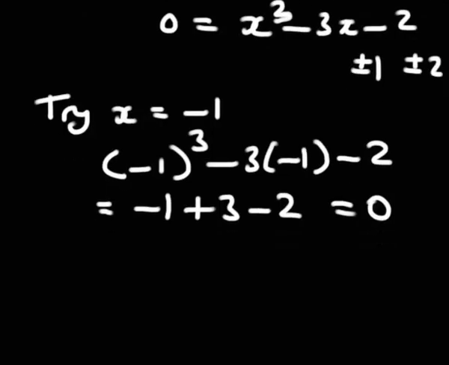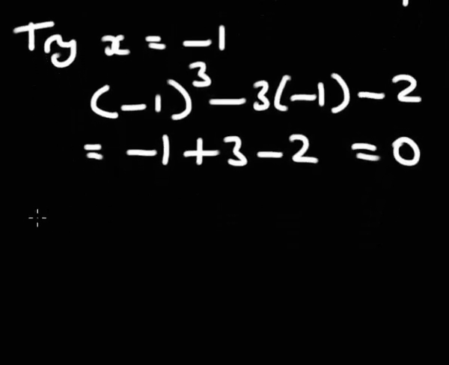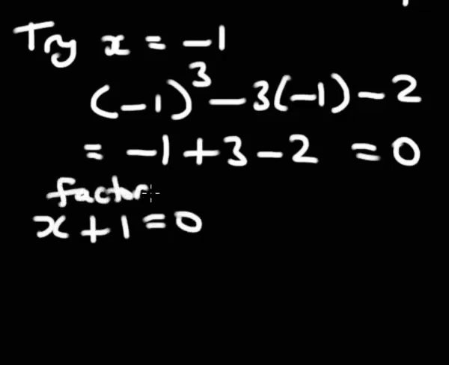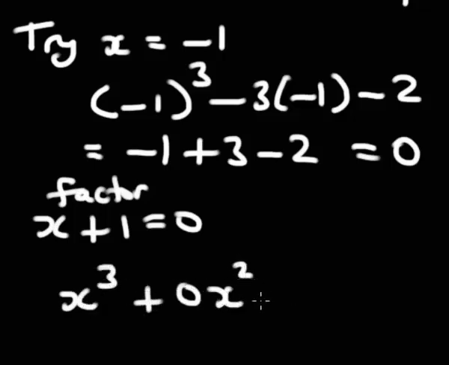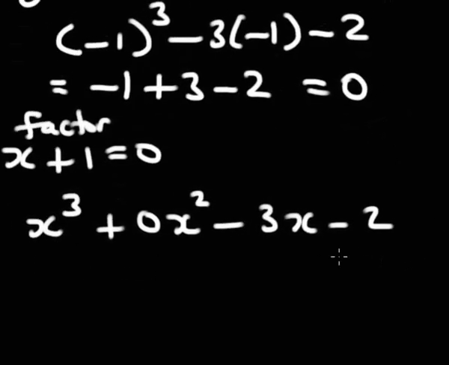Now if we look at this, we can bring that across. So we've got x plus 1 is equal to 0, and this is one of your factors. So let's write the cubic down: x cubed plus 0x squared, don't forget the 0x squared, minus 3x minus 2, and we then put that equal to 0. Now we've got a factor there, x plus 1.